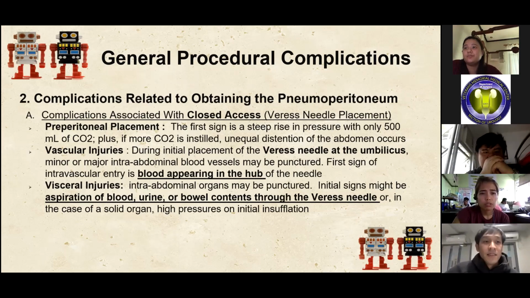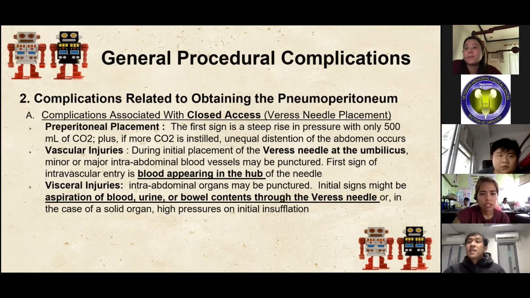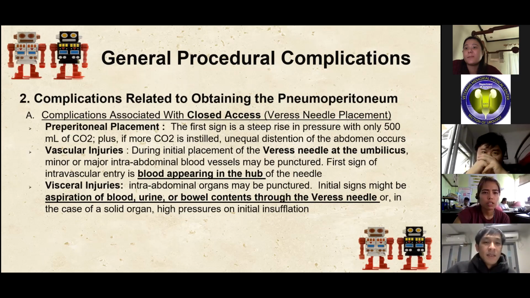Next complication would be vascular injuries, and it happens during initial placement of the Veress needle at the umbilicus. Minor or major intra-abdominal blood vessels may be punctured, and the first sign of injury is blood appearing in the hub of the needle. Next, we have visceral injuries. Intra-abdominal organs may be punctured, and the initial sign might be aspiration of blood, urine, or bowel contents through the Veress needle, or in the case of a solid organ, high pressure on initial insufflation.